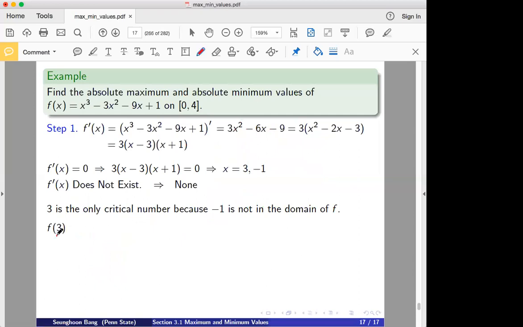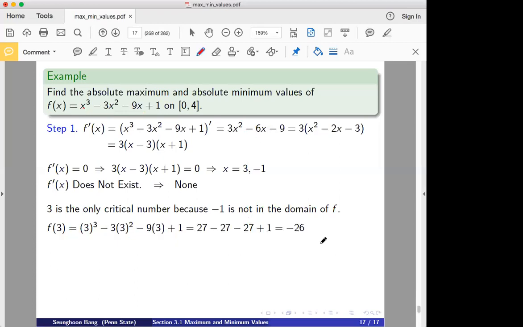You calculate f of the critical number. You plug 3 into f(x). So we have 3 cubed minus 3 times 3 squared minus 9 times 3 plus 1. The 3 cubed is 27, minus 3 times 9 is 27, minus 27, plus 1. The 27 cancels. The negative 27 plus 1 is negative 26. So f(3) = -26.